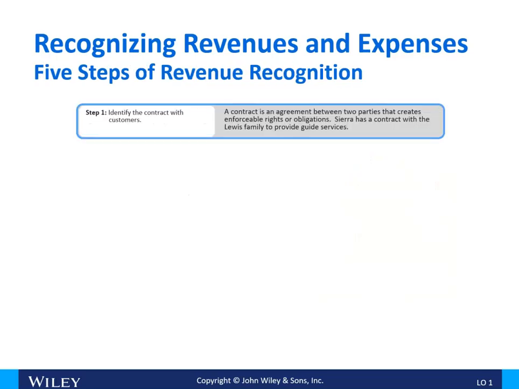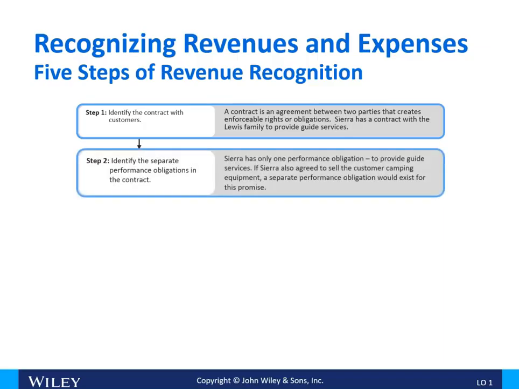Five steps in revenue recognition. First, identify the contract with the customers, so the agreement between the two parties of what is supposed to be performed, whether a service or delivering of goods. Second, identify the separate performance obligations. In our example, Sierra has only one performance obligation, to provide guide services. If they agreed to also sell camping equipment, that's a separate performance obligation for that promise, and there could be different revenue recognition timing.